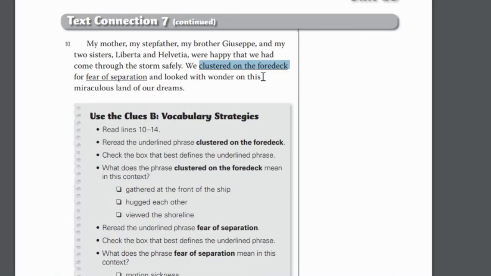Okay, we're going to look at clustered on the foredeck, and we're going to figure out which one best describes the meaning of that. When you see the word clustered, I think of these people standing together on the deck of a ship. So they're not hugging each other. They are viewing the shoreline, but I would say gathered at the front of the ship would be a better meaning for that.